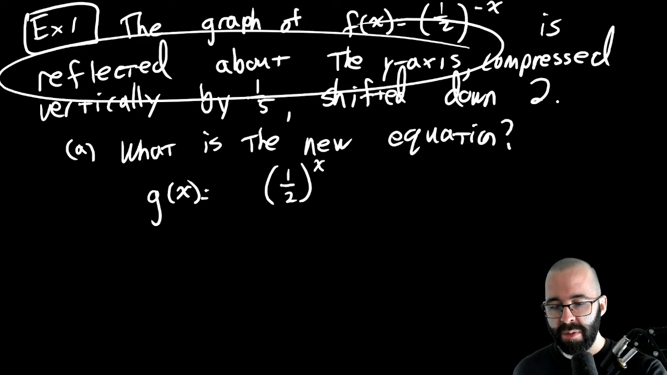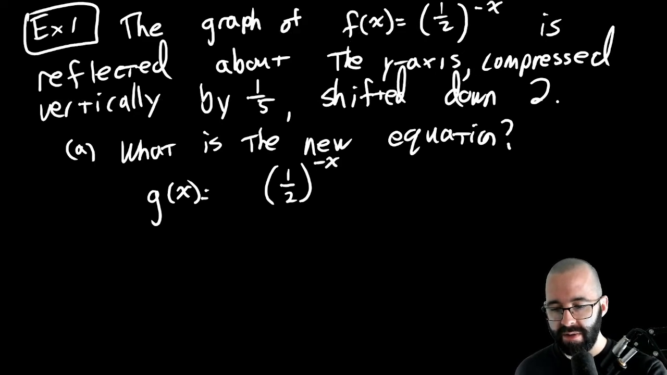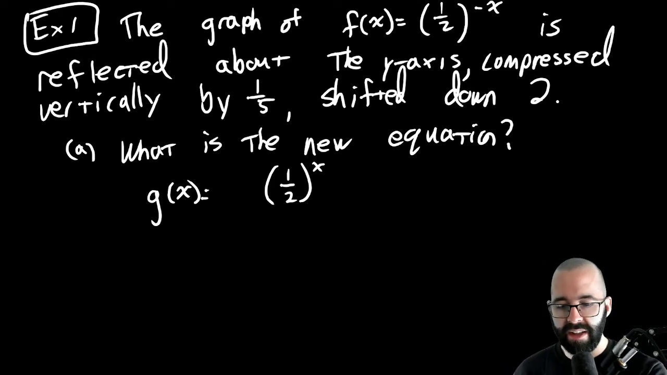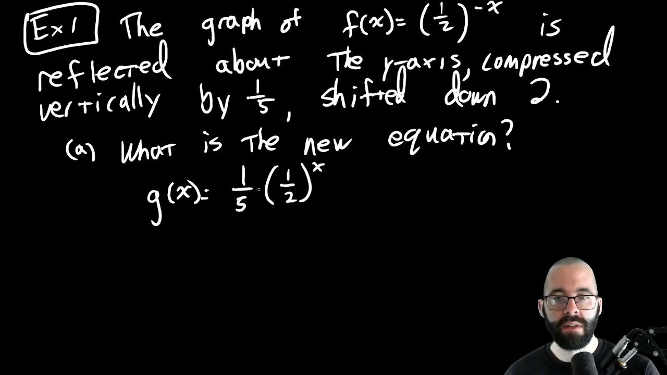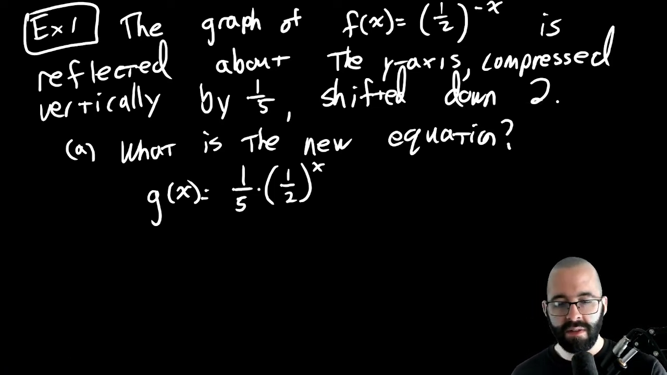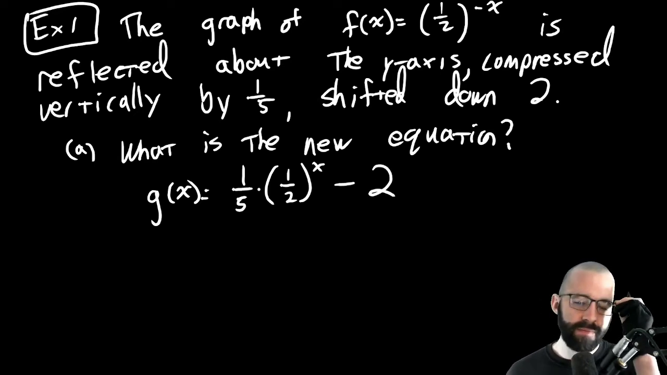So we've done that first part. This is now positive x. Next, compress vertically by 1/5. Vertical changes are on the outside of the function. This is going to be multiplying by 1/5 on the outside of the function. Oh, we have a new a value. Our starting value used to be 1. Now it's 1/5. We're also going down 2. Vertical change outside of the function. Subtract 2 at the end.